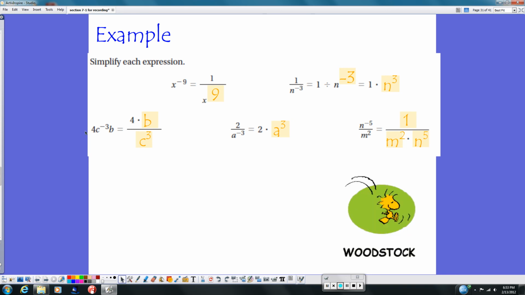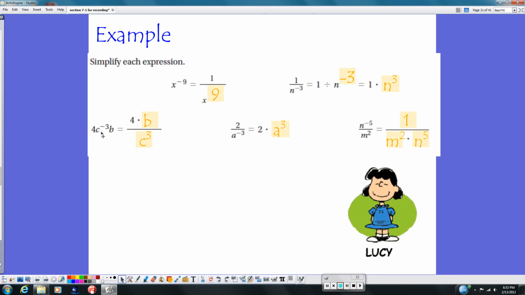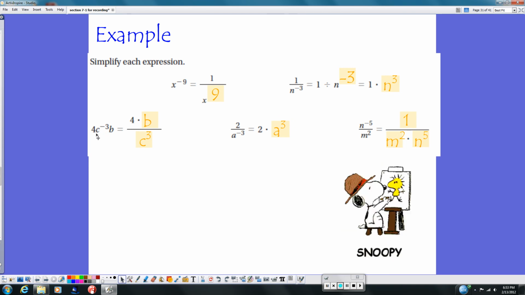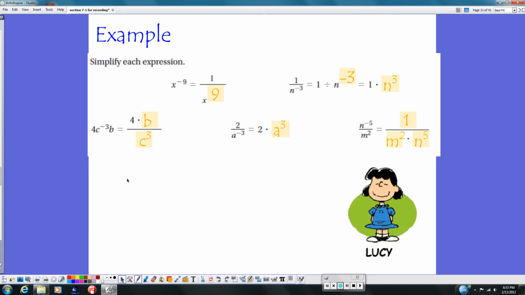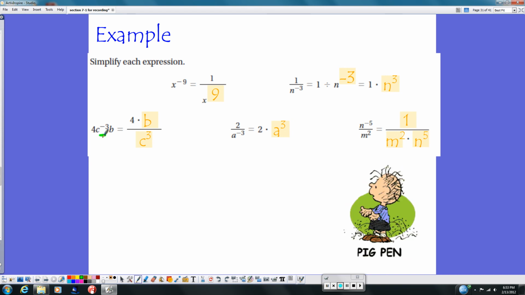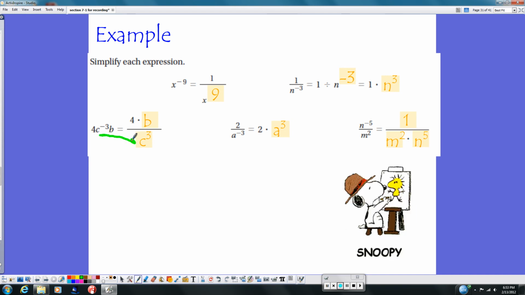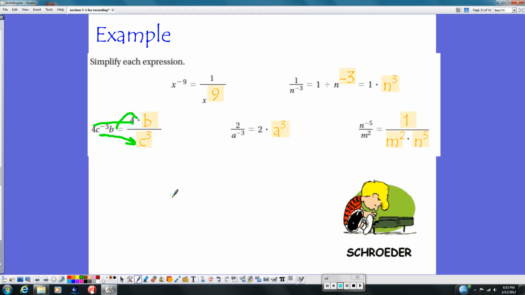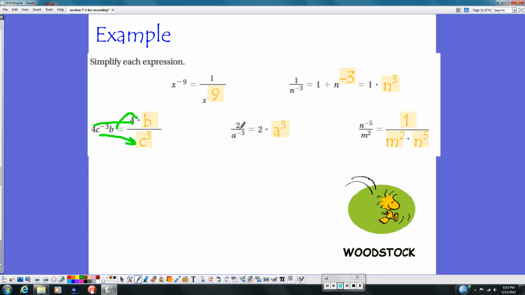The shortcut is to just take the reciprocal and bring this to the top and make it positive. Here we have 4, c to the negative 3, and then b. The only thing that has a negative exponent is this c to the negative 3. So that is the only thing that's going to go to the bottom. The 4 stays up top, and the b stays up top.